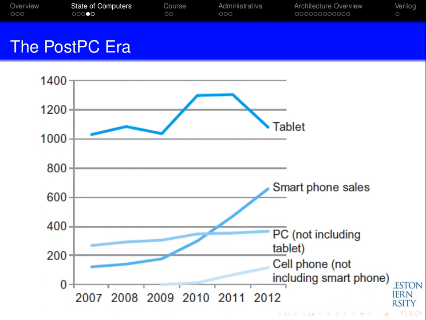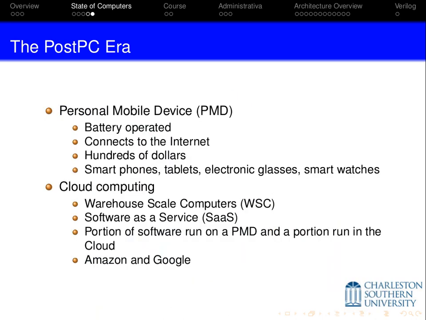So tablets and cell phones are taking over, which means that companies are now trying to gear towards embedded machines, which means they're more concerned about power than they used to be. Still concerned about performance, but power is becoming a bigger and bigger issue. All right, personal mobile device, battery operated, connects to the internet. They want to be hundreds of dollars, which is cheap, by the way. Smartphones, tablets. Hey, electronic glasses.